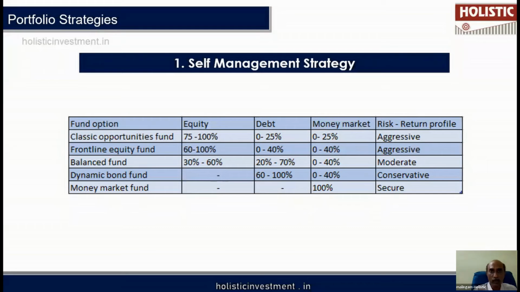So where do you want to invest? Which combination do you want to invest? How much allocation you will do? And when you switch from one fund to other fund, all these things you will decide yourself. This is self-management strategy. Out of the 2 strategies, we have completed one particular strategy. What is the next strategy?